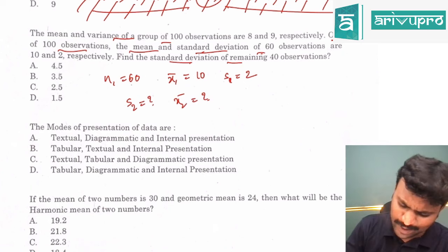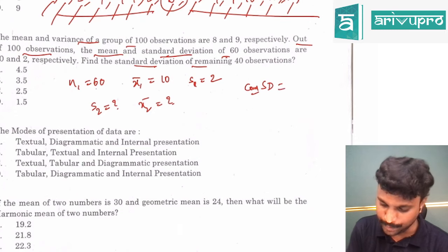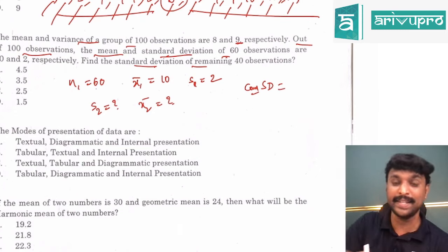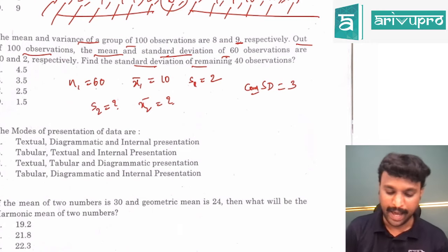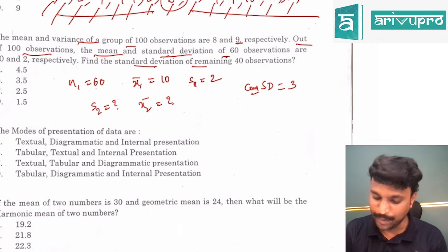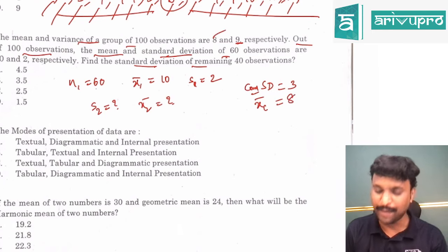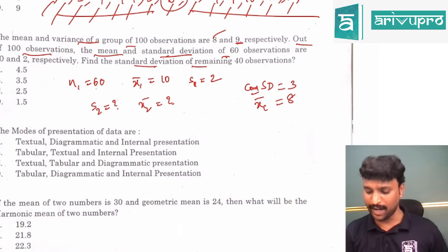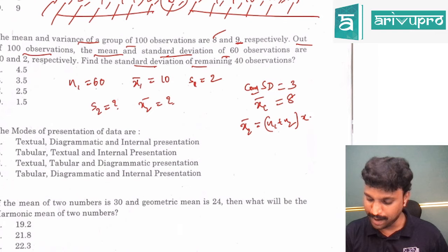Guys, have a look. Combined SD is given. Combined variance they have given is 9, so combined SD is square root of 9, which is 3. Total number of observations is 100. The combined mean xc bar is 8. Guys, when the combined mean is given, how do you find x2 bar? It is (n1 plus n2) into xc bar minus n1 x1 bar, divided by n2.